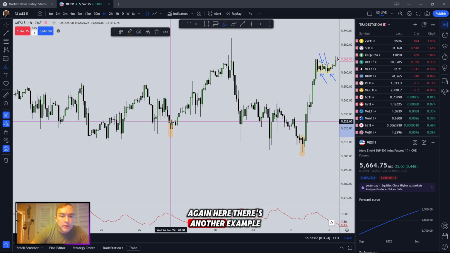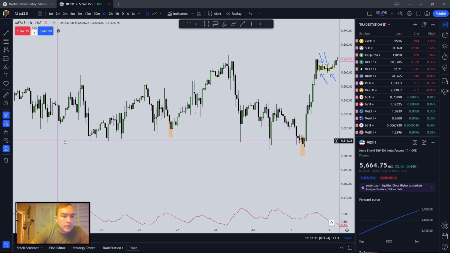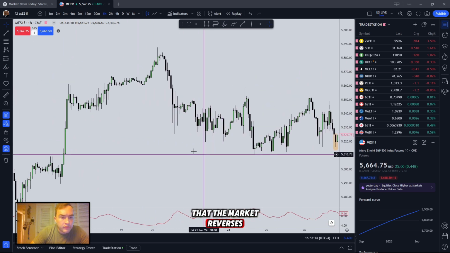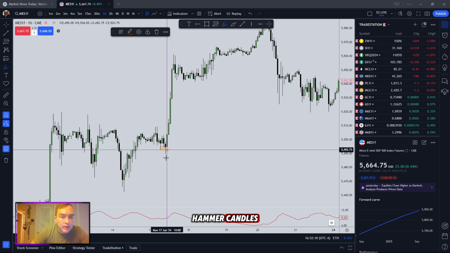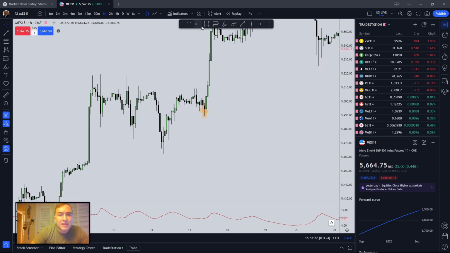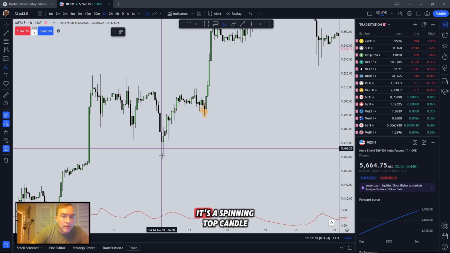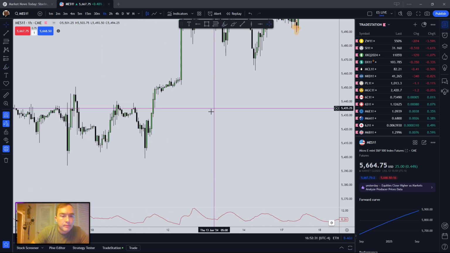Again, here, there's another example. Plenty of examples of these guys. This is not the only way that the market reverses, just so you know. But I'm just showing you examples of hammer candles where the market makes a new short-term low and rallies. This is an example of where it's a spinning top candle, but because of the context, because of the two short-term lows ran, that really does work as well.